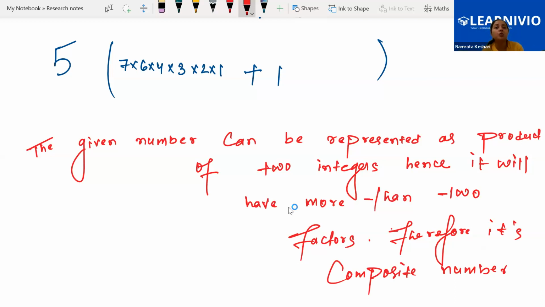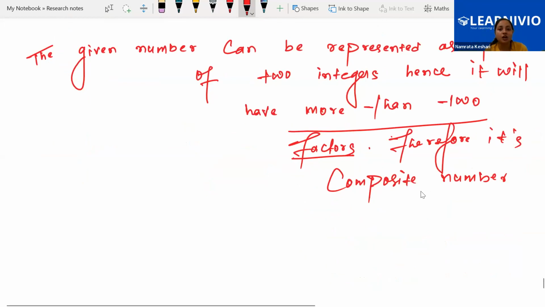It will have more than just two factors. Why are we mentioning more than two factors? Because we recall the definition of prime number and composite number. The definition of a composite number was any number which has more than two factors is called a composite number. Any number which has exactly two factors is called a prime number. So that's why we are mentioning it over here to declare that it's a composite number.